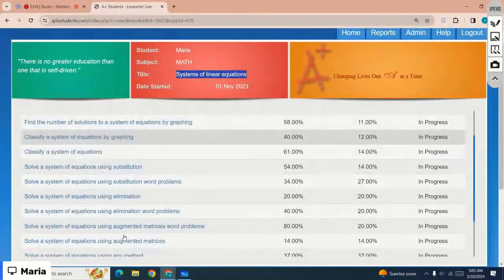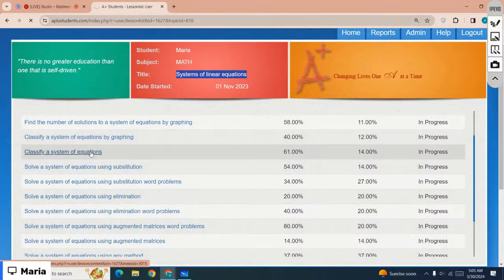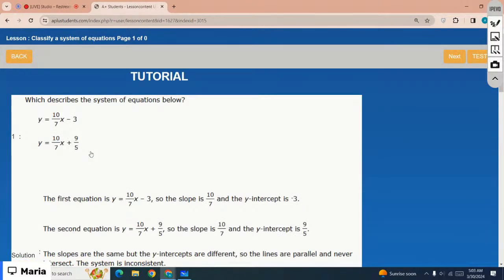Okay, here I am on grade 10 math. The chapter we are working on right now is systems of linear equations. Let's just start with the lesson that is classify a system of equations, right? So which describes the system of equations below. You are given two equations. You have to see which describes the system of equations, right?